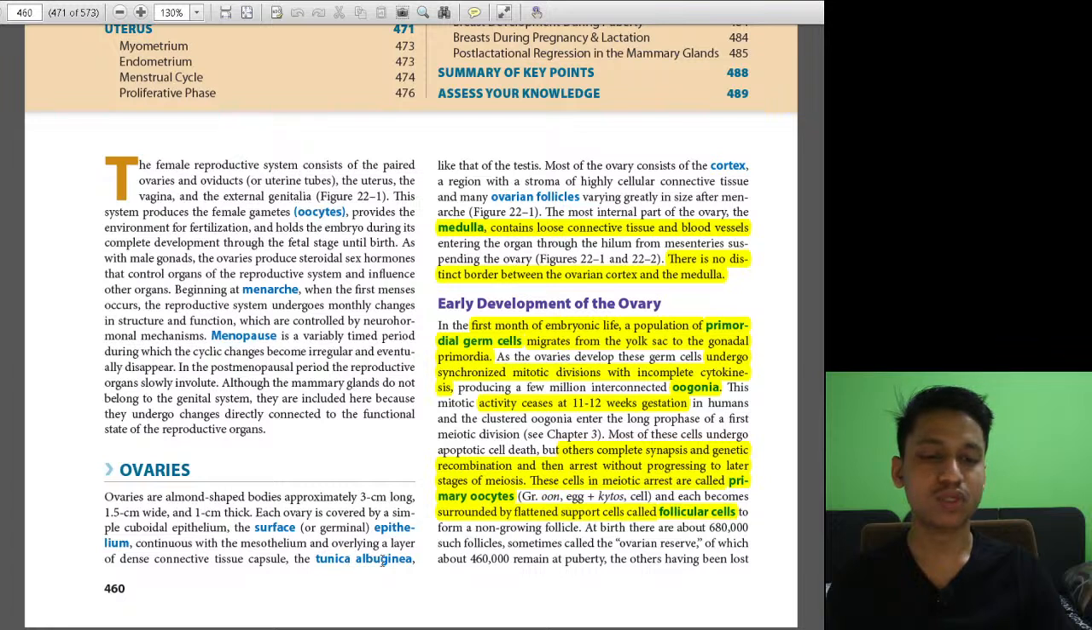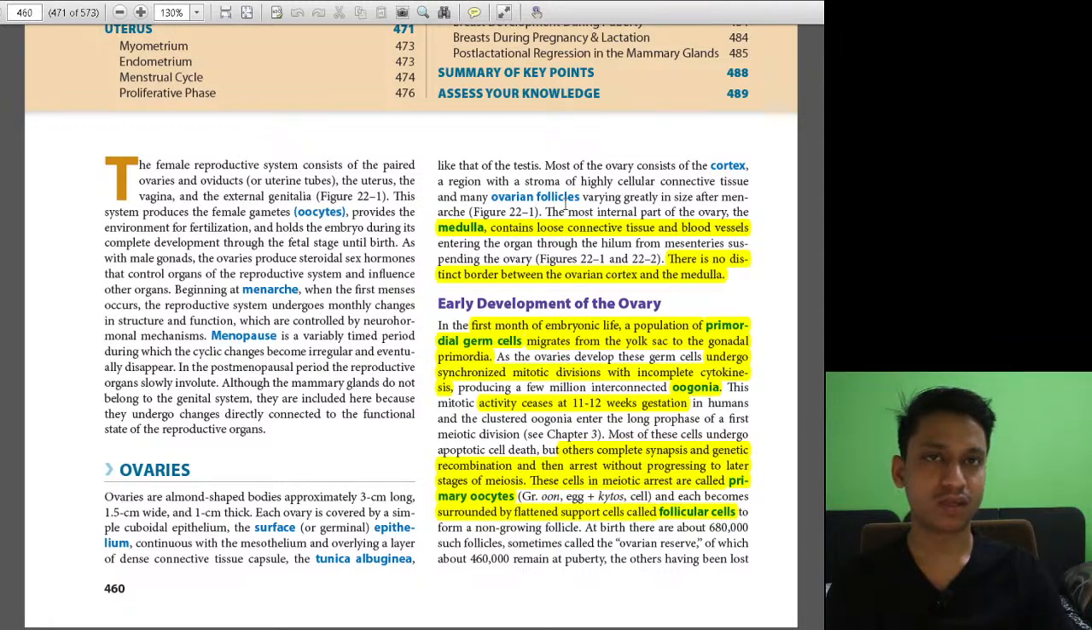The tunica albuginea: like that of the testis, we have a tunica albuginea also in the ovaries. Most of the ovary consists of cortex, a region where stroma of highly cellular connective tissue and many ovarian follicles, varying greatly in size after menarche.